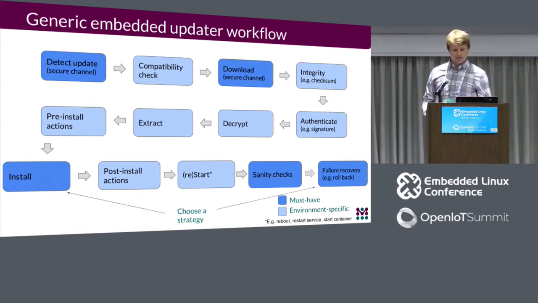So this is over the years after we've worked on this problem. We released the first version of Mender last year, so it's just 1 year old, the first version, 1.0. But we've developed this workflow that you should follow if you're doing over-the-air updates. Firstly, you do some kind of detection that there is an update available through a secure channel. You do a compatibility check to make sure that the update is for this device, it works on this device, right architecture, and so on. You download it, do an integrity check, make sure nothing is corrupted, check the signature, make sure it's authentic. You might also decrypt and extract it, depending on if you need confidentiality in your updates.